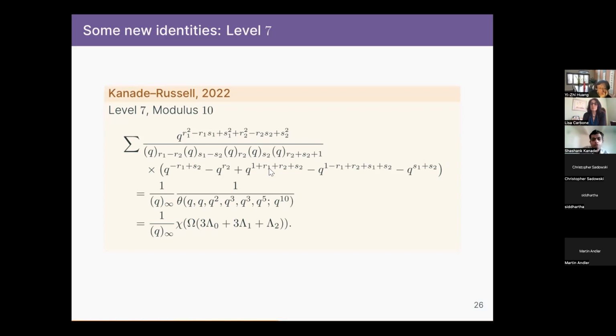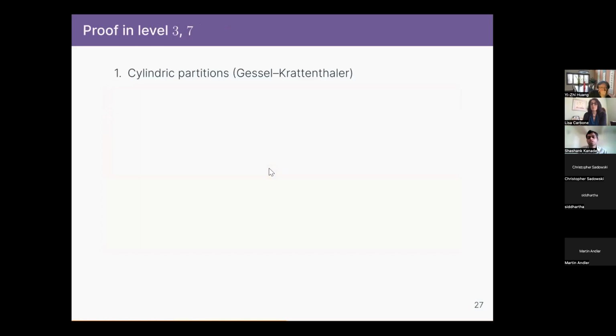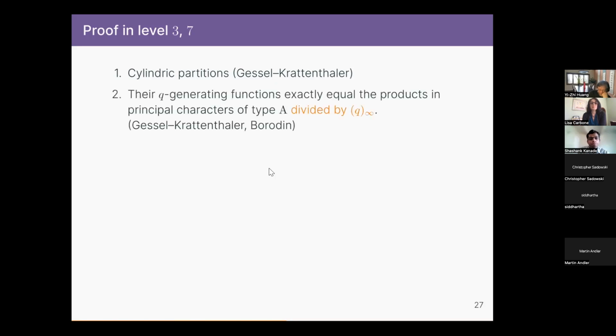Okay, anyway, so now let me tell you how these things are proved, and I want to inch towards cylindric partitions and W algebras and whatnot. So cylindric partitions were first introduced by Gessel and Krattenthaler, I think in 1997, but they were somehow also implicit in the work of, I don't know how to pronounce his name, Burge, who essentially looked at 2-row cylindric partitions.